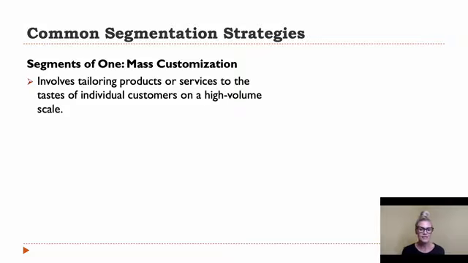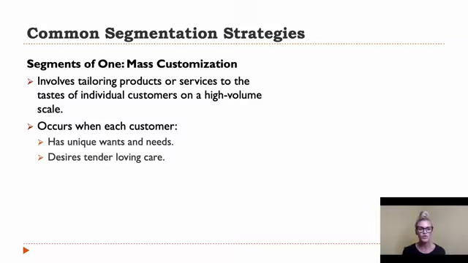Now, mass customization is the next step kind of beyond a build to order type of good. Now, build to order falls short of this total mass customization because customers do not have an unlimited number of features that they can actually choose from. So if we look at a segment of one, which is this idea of mass customization, it involves tailoring products or services to the taste of individual consumers on a high volume scale. So it's not true building to order because consumers don't have the ability to choose every customized feature, but they have a limited number that they can actually choose from.